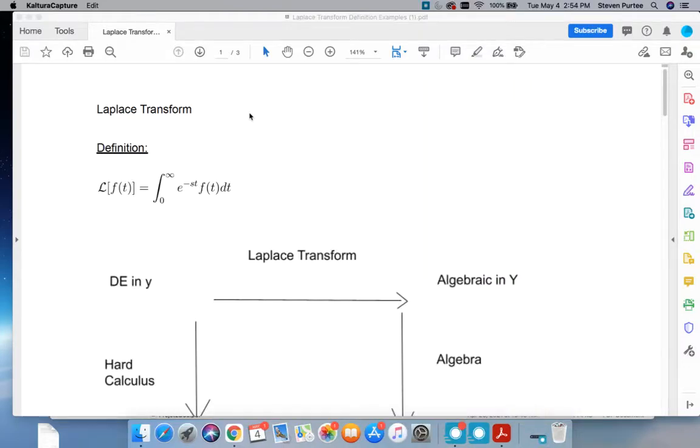Okay, let's look at this integral transform called the Laplace transform. It is an integral transform. It takes a function in one space. In this case, we usually consider our functions to be in the t or time domain, we might say, and it transforms it into another space. So our outputs will be in what we call the s domain.